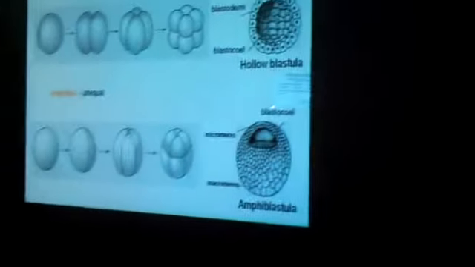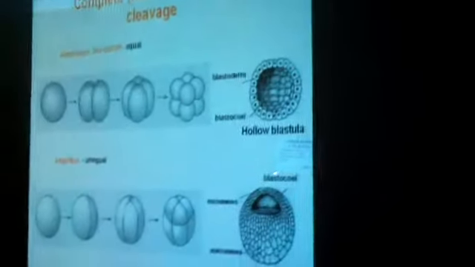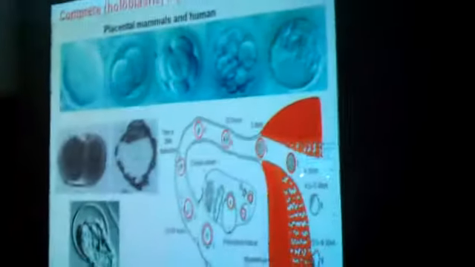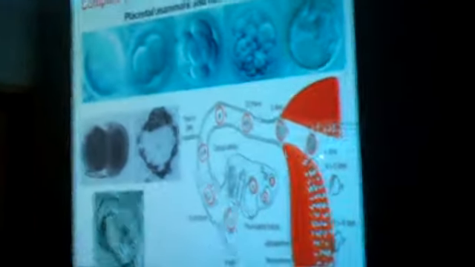So what is the cleavage of lancelet? Other animals are not for us. Let's skip the next pictures. Division, cleavage in human.